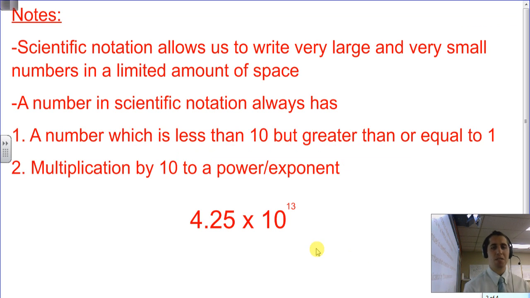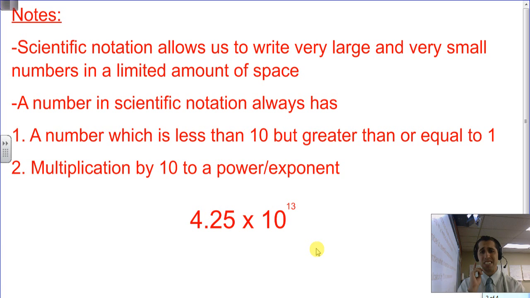Scientific notation allows us to write very large and very small numbers in a limited amount of space. So I mentioned this in class to some of you maybe, the fact that sometimes, especially in matters of science, we're talking about extremely large distances or extremely small masses, and it would be annoying to write these huge or tiny numbers over and over again with a bunch of placeholder zeros to get us to the right place. So instead we have scientific notation.